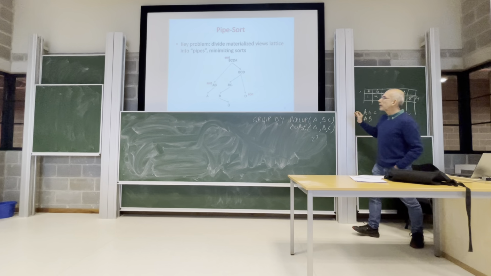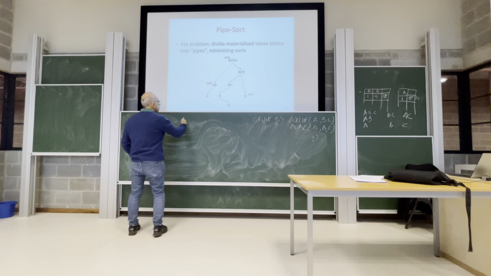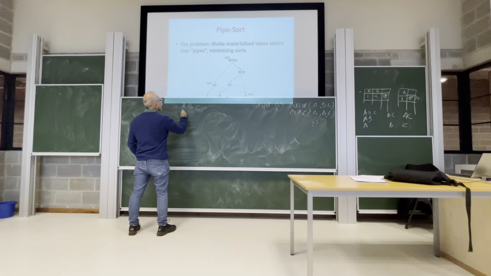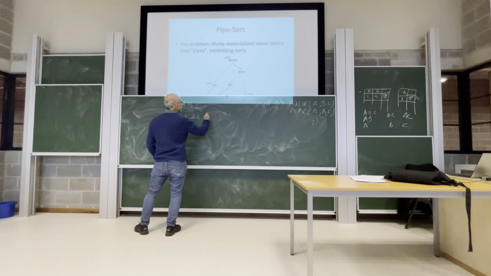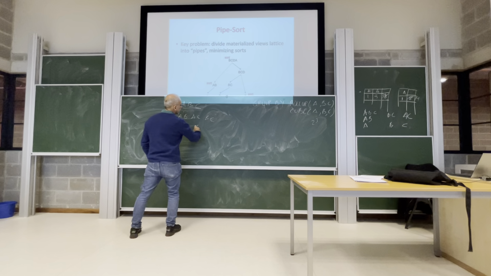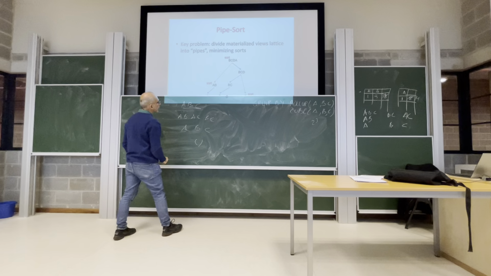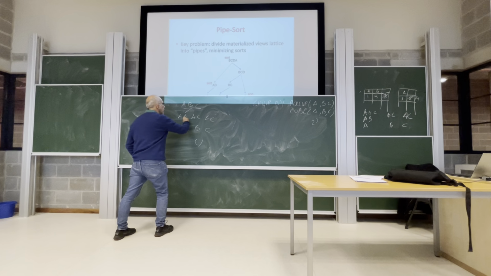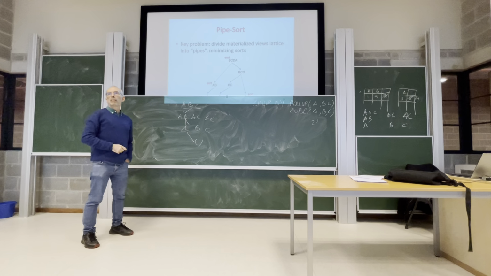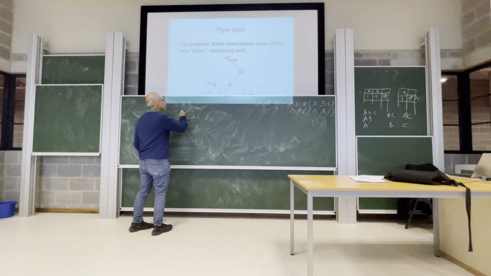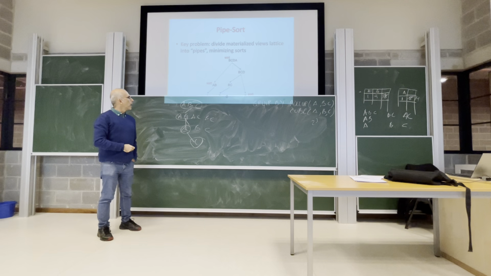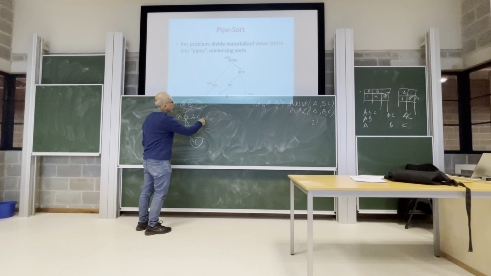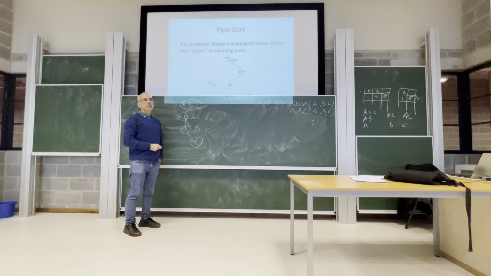You get the idea? So let's compute this lattice. We have ABC here. We have AB, AC, and BC. We have A, B, and C, and then we have nothing here. So by sorting on ABC, we compute this and even this. These are already computed with a single sort. Now we need an efficient way to obtain these four other values.